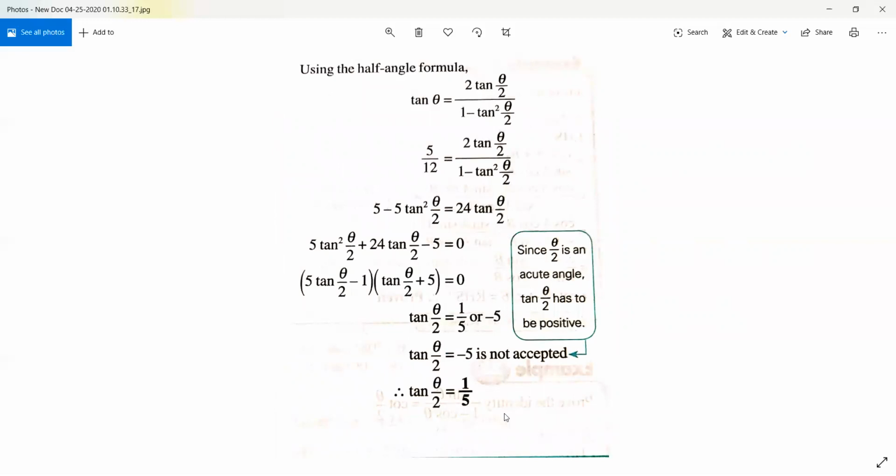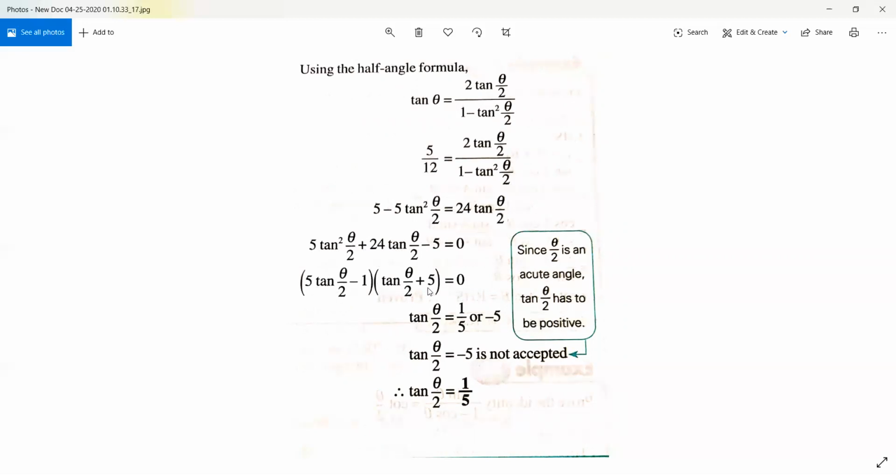Okay, so using the half angle formula, tangent theta equals 2 tangent theta over 2 over 1 minus tangent squared theta over 2. So it becomes 5 over 12. Bring this to the side, and then this 12 cross multiplication. So 5 minus 5 tangent squared theta over 2 times 24 tangent theta over 2. Bring here, you get a quadratic equation. Let's say this one is x. 5x squared plus 24x minus 5. Then you get 5x minus 1, x plus 5.